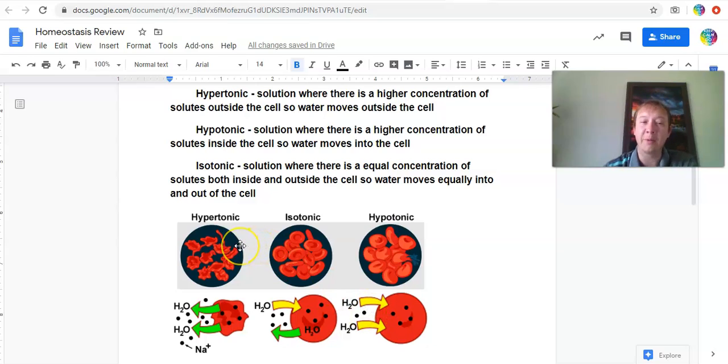One thing I always remember is hypertonic is when the water wants to get out because it's hyper. It has a lot of energy, so it wants to move out. Hypotonic is kind of low, so the water wants to move into the cell.